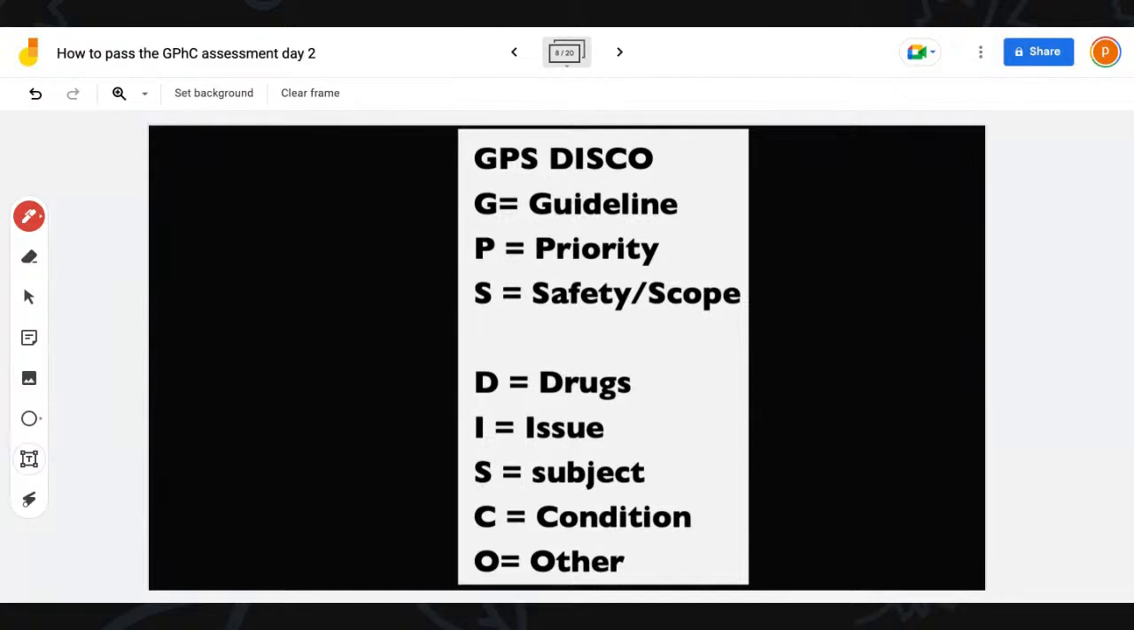We've looked at different strategies, elimination strategies. We've looked at the common side effect strategy. Now let's look at the strategy which is probably the most important, GPS DISCO. Guys, type in DISCO in the comments. If you're ready for the DISCO, type in DISCO.